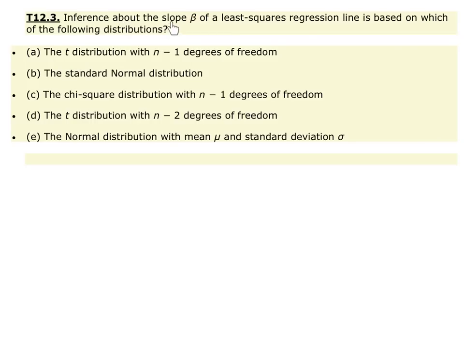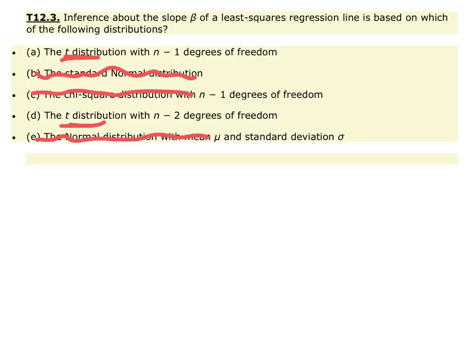Question 3, inference about the slope beta of a least squares regression line is based on which of the following distributions? So we learned in chapter 12, if we are going to do an analysis of a least squares regression line, it's going to be a t-distribution. So our choices here are either going to have to be A for the t, or it's going to have to be B. Chi-squared is for categorical data, so that doesn't happen. Standard normal distribution is when we have a normal distribution and we know the standard deviation of the population. And then the normal distribution with mean and standard deviation is also the same thing there.